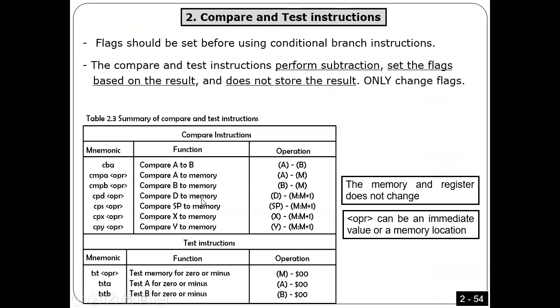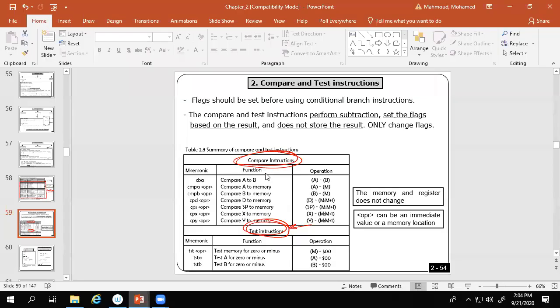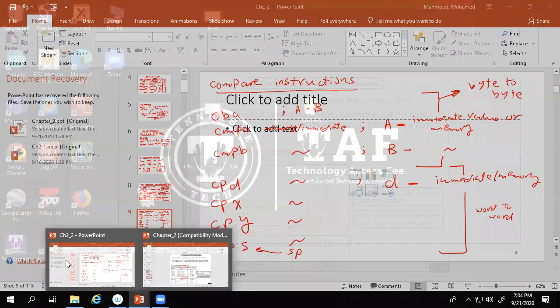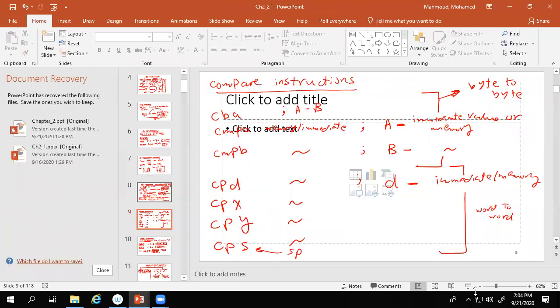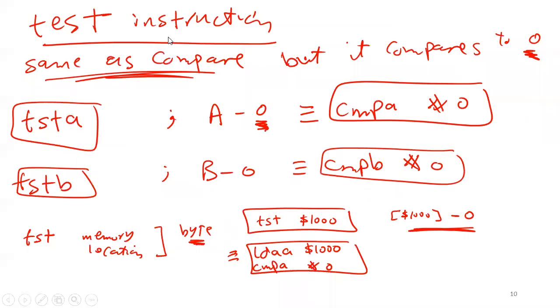Okay, guys. We also have the test instruction, which is exactly similar to the compare instruction, but this one is all the time going to compare to 0. So if you want to compare with 0 all the time, we have the test instruction. This is exactly like compare, but this time we compare to 0.